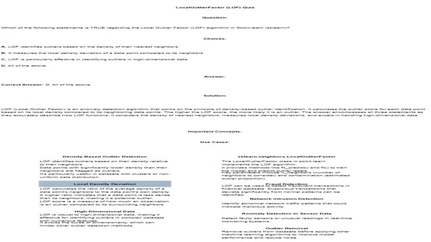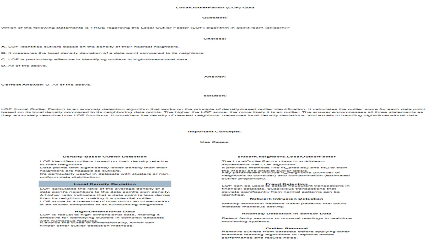Local density deviation. The local outlier factor (LOF) measures the local density deviation of a data point by comparing its density to the density of its neighbors. The higher the LOF score, the more likely the data point is an outlier. It calculates the ratio of the average density of the k nearest neighbors to the density of a data point itself. If this ratio is significantly greater than 1, it means the data point is less dense than its neighbors and is therefore more likely to be an outlier.